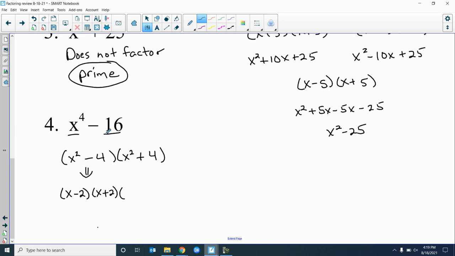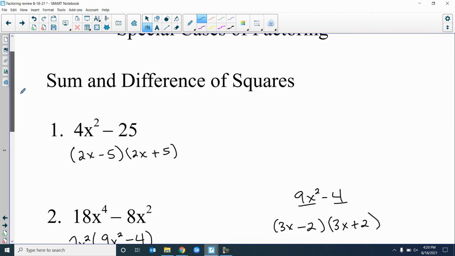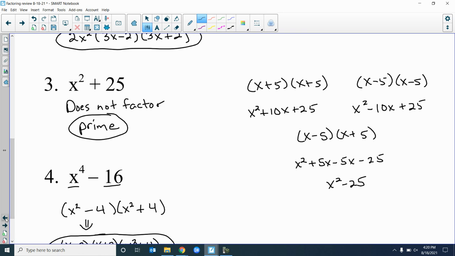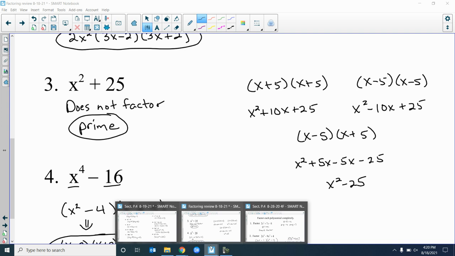X squared plus 4 is similar to number 3 up there. It has a plus in between them, so it will not factor. This will be the final factored form for x to the fourth minus 16. That is completely factored. Everything's a product, and everything has been simplified. So I just wanted to hit sum and difference of squares again. And now we're going to move into today's lesson.